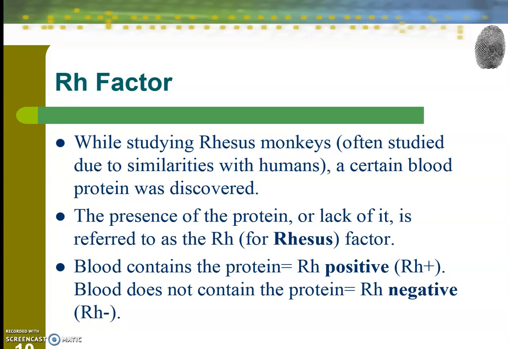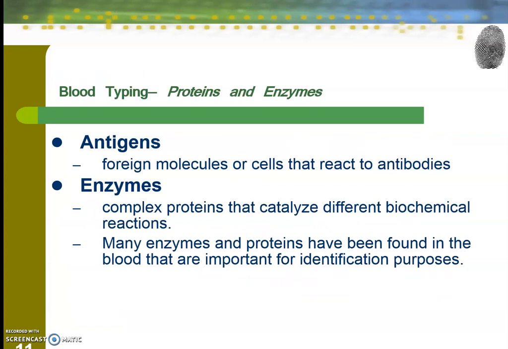Me personally, I know that I am A positive blood. That means that I have type A blood and I also have this RH positive protein in my blood. So antigens are foreign molecules or cells that react to antibodies, and then enzymes. Enzymes are proteins that catalyze different biochemical reactions, meaning they make chemical reactions happen and speed them up.